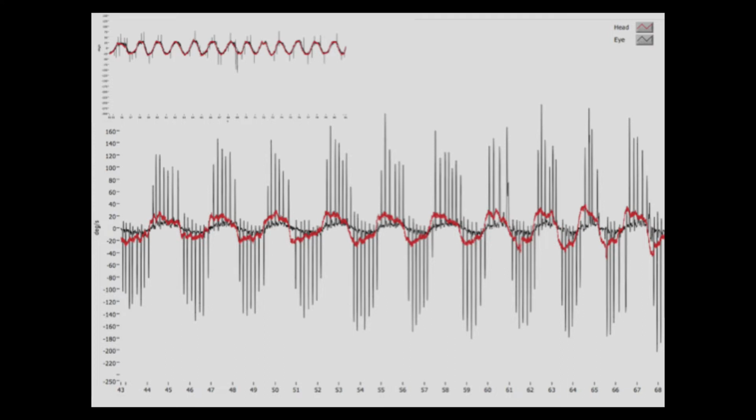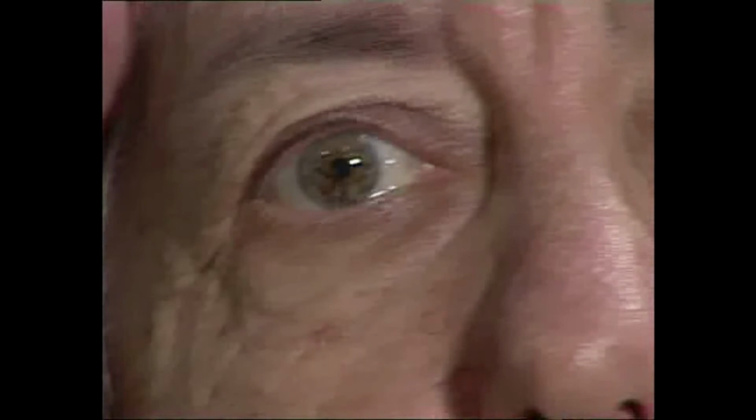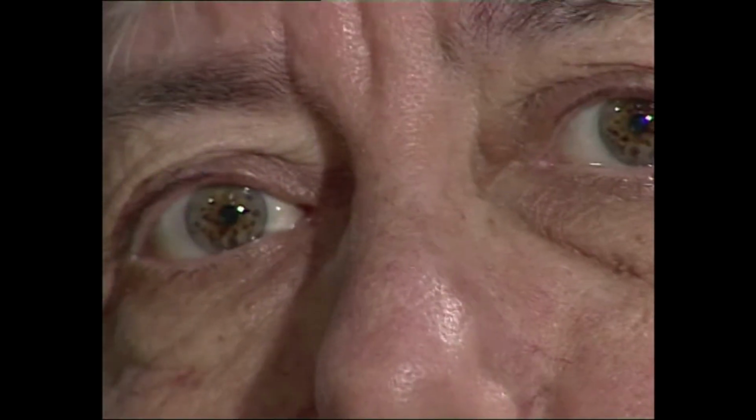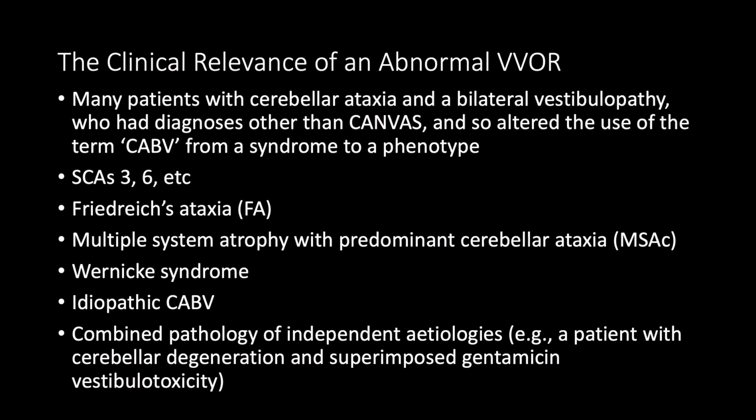Now, we don't resolve these as multiple saccades, but we see these as saccadic movements. And so here, the patient's head is getting moved side to side, and you can see that rather than smooth, the movements are broken up or saccadic, and that is an abnormal VVOR reflecting the compound abnormality of a bilateral vestibulopathy and cerebellar impairment. So what's the clinical relevance of an abnormal VVOR?